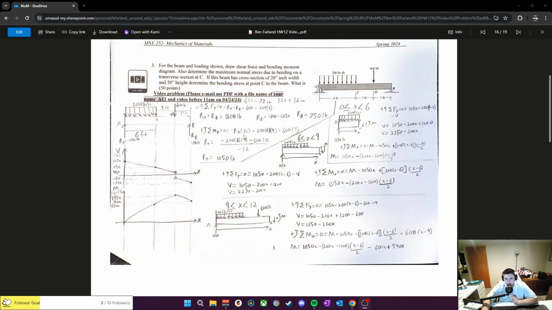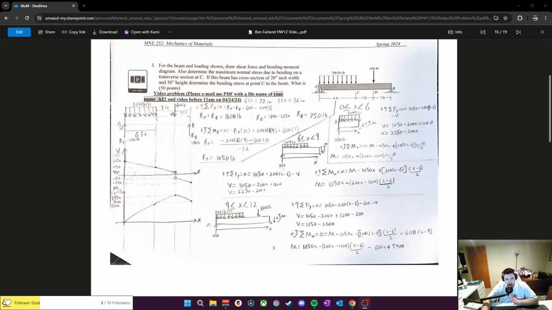The first thing you do for this type of problem is create a free body diagram over to the left side and add all the forces, which is the 200 pound per foot distributed load from A to C over 6 feet. You also add the 600 pound point load at point D, 3 feet after the distributed load, which is also 3 feet from the right side.